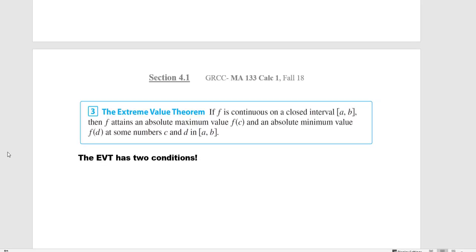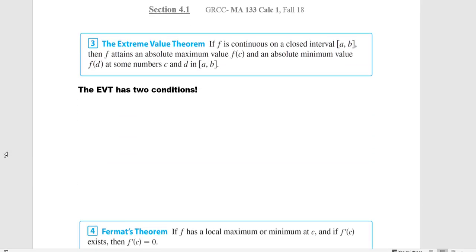Next, let's look at the extreme value theorem. The extreme value theorem says if a function f is continuous on a closed interval from a to b, that interval is closed, then f attains an absolute maximum value f of c and an absolute minimum value f of d at some numbers c and d inside that interval.